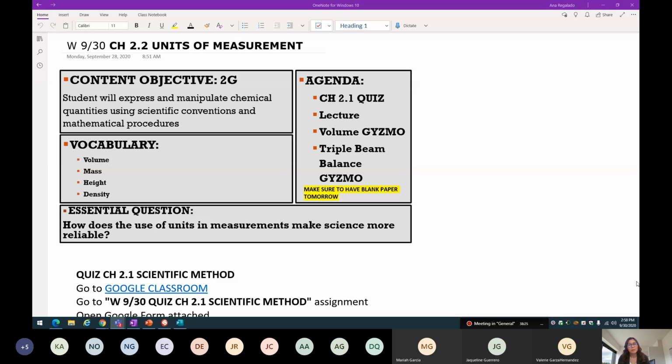The vocabulary that we're going to be talking about today: volume, mass, height, density. Our essential question: how does the use of units and measurements make science more reliable?